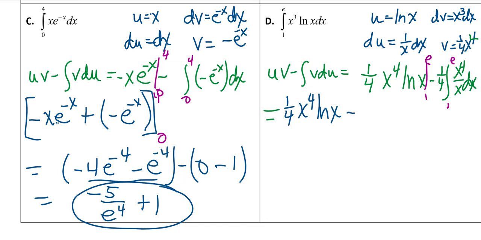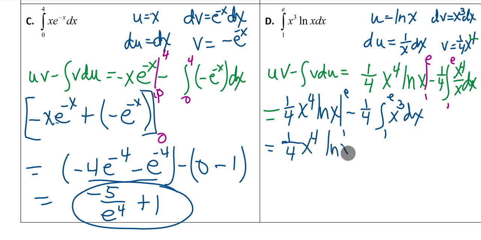Minus 1/4 integral of x to the third dx. So that's going to give us, and this is again from 1 to e, 1/4 x to the fourth ln of x, and then we're going to have minus 1/16 times x to the fourth, and this whole thing is going to be evaluated from 1 to e.